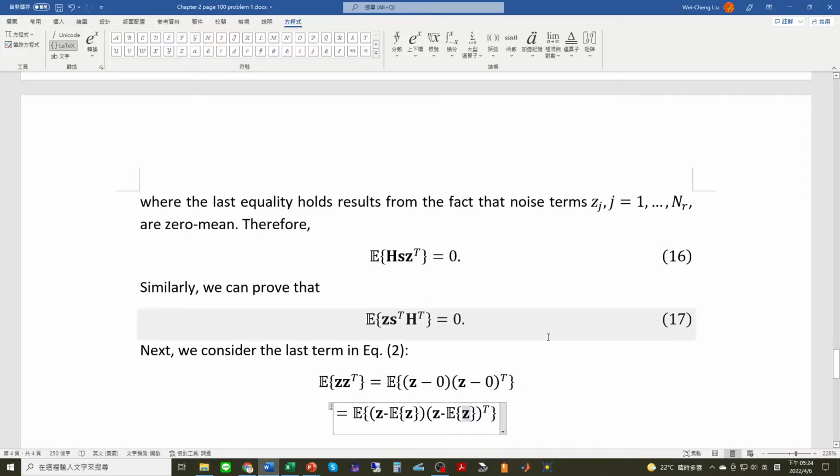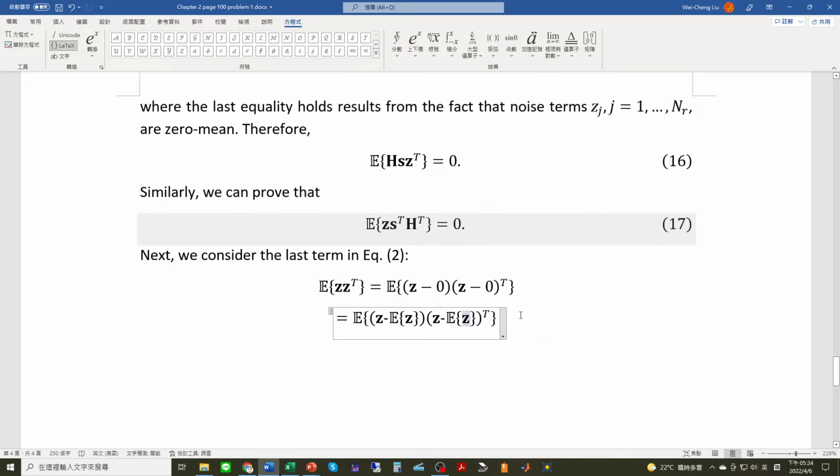Okay, next let us continue the third part of today's class. At the end of the second part, we know that this equation is equal to the expectation of z minus the expectation of z times z minus the expectation of z transpose, which is equal to R_zz.